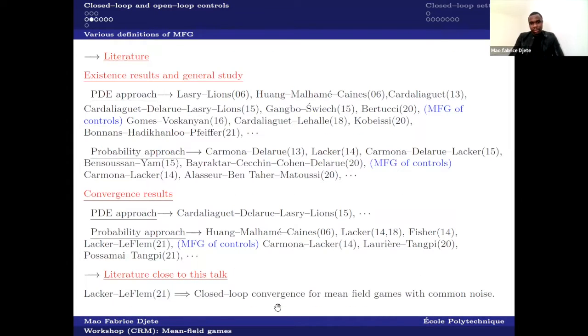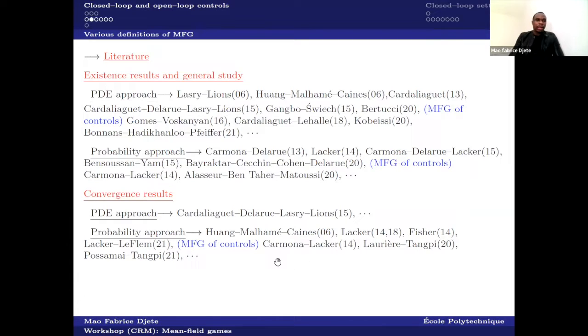So just a quick thing about the literature. I believe all of you know a lot about the papers I just mentioned here, as many authors have been cited during this workshop and the previous talks. I just want to mention one interesting work regarding mean field games of control, especially the convergence results. For the convergence results about mean field games of control, there is not a lot of literature. Personally, I don't know a lot of literature about the case of mean field games of control.